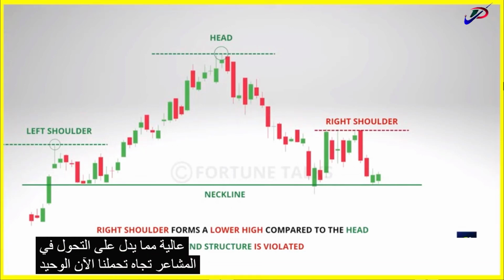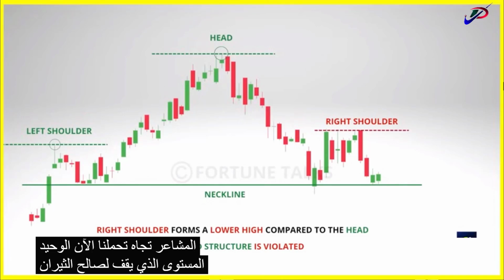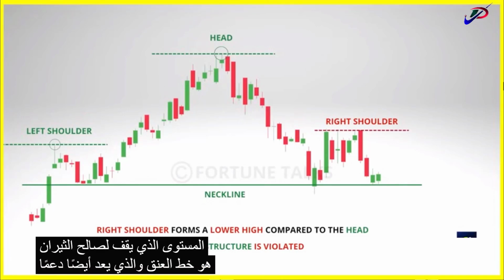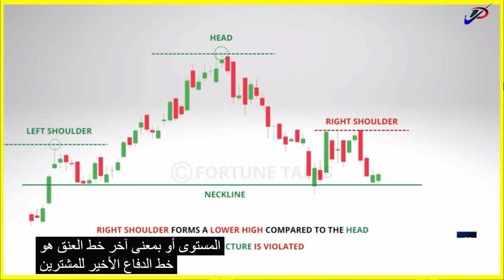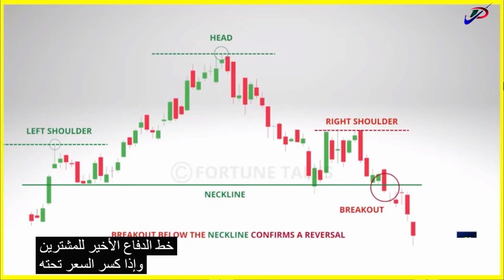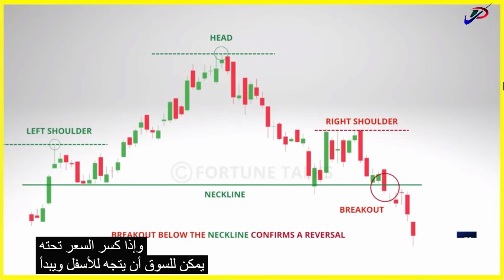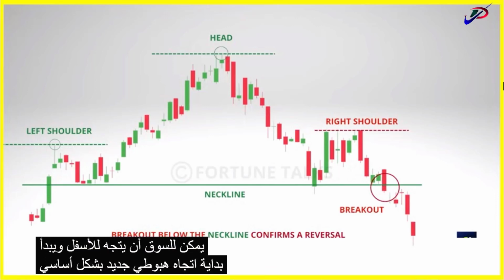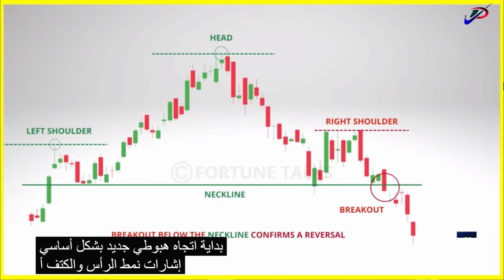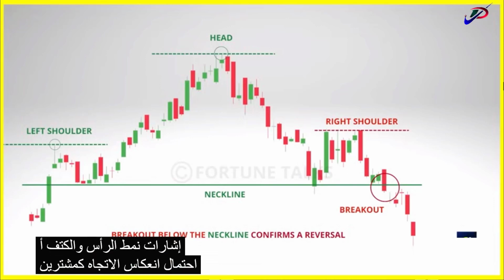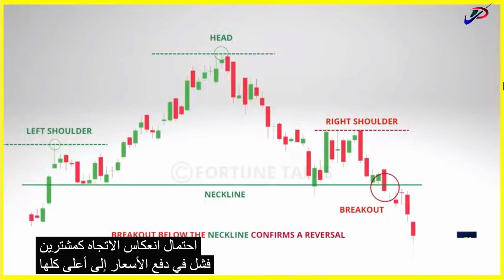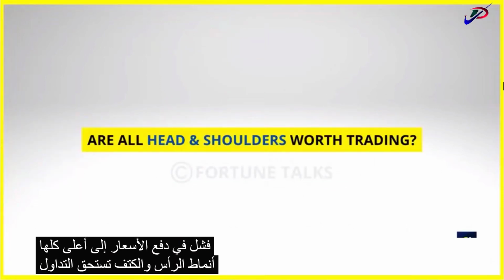Now, the only level that stands in favor of the bulls is the neckline, which is also a support level. Or in other words, the neckline is the last line of defense for the buyers. And if the price breaks below it, the market could head lower and begin a new downtrend. So basically, the head and shoulders pattern signals a possible trend reversal as the buyers fail to push the prices higher. Are all head and shoulders patterns worth trading?